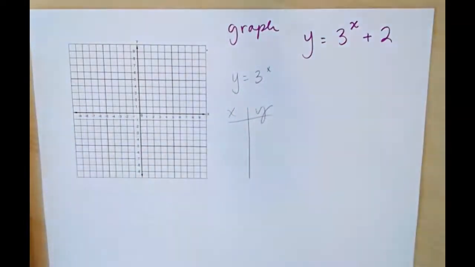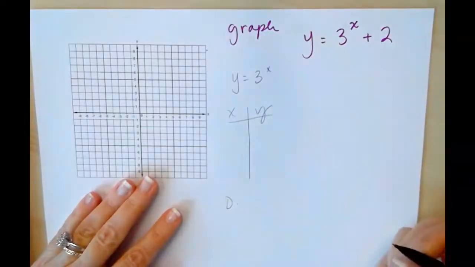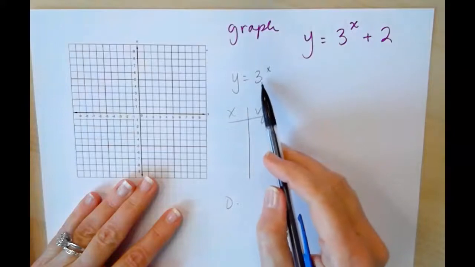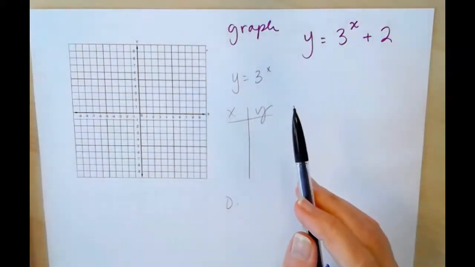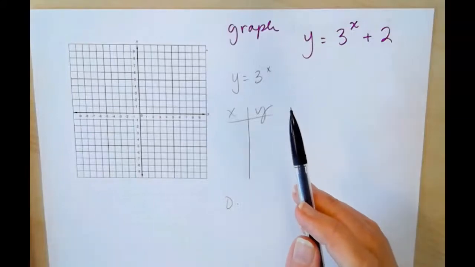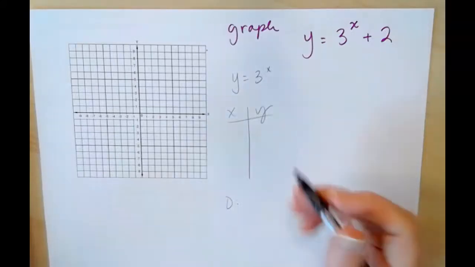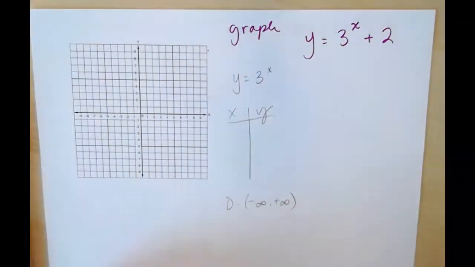Before we do anything, what's the domain? What's the domain of an exponential function? Any exclusions? Think about this. Is there anything that I cannot raise 3 to? Can I raise 3 to negative numbers? Yes. Can I raise 3 to 0? Yes. Can I raise 3 to positive numbers? Yes. What's the domain? All real numbers. We can put in anything we want.